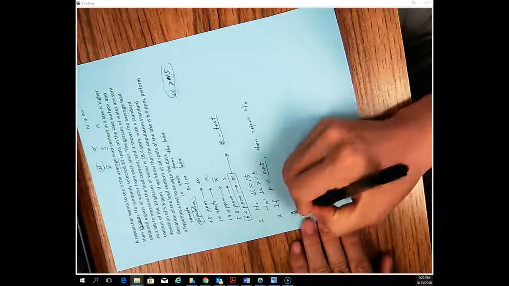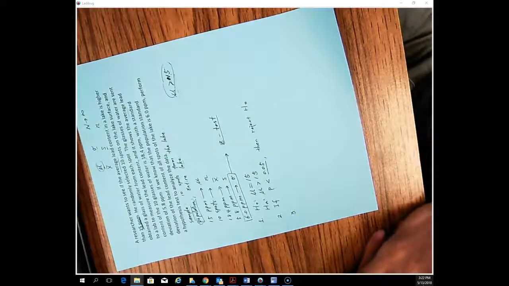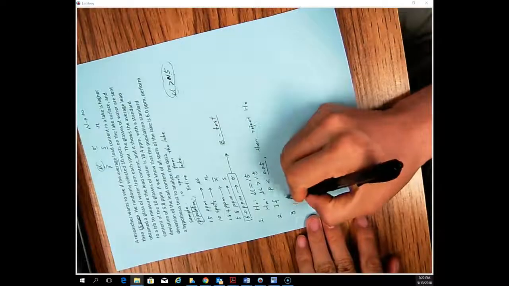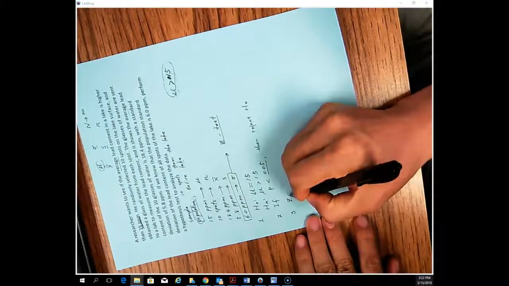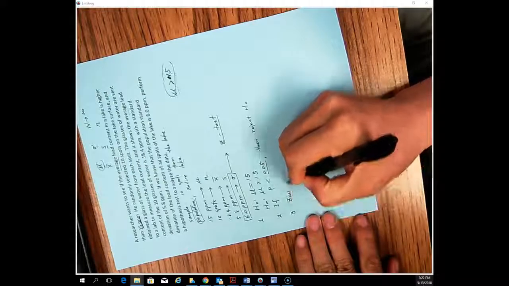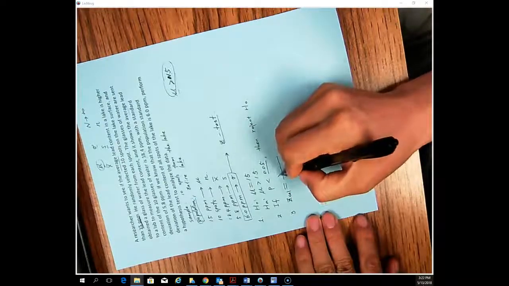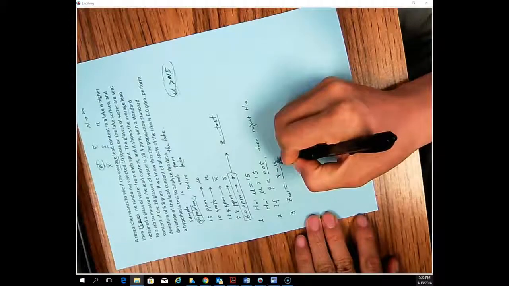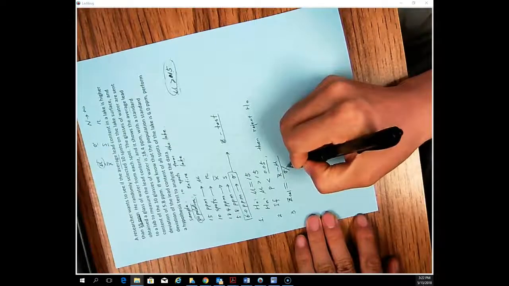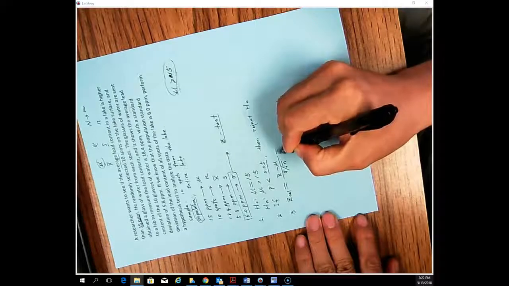Step 3, calculating the test statistic and finding the p-value. So in a z-test, the test statistic will be a z-statistic. Okay, so the z-statistic will be x bar minus mu divided by sigma over the square root of n.